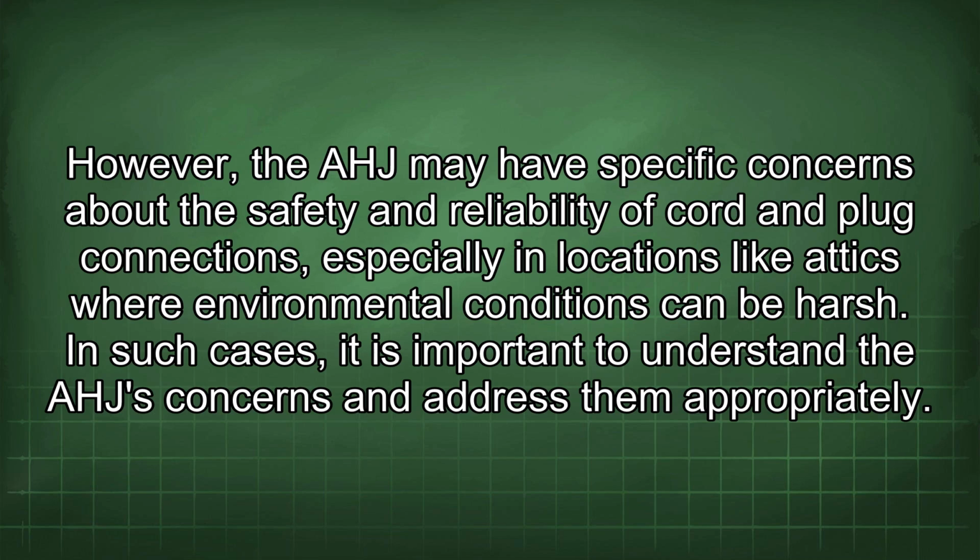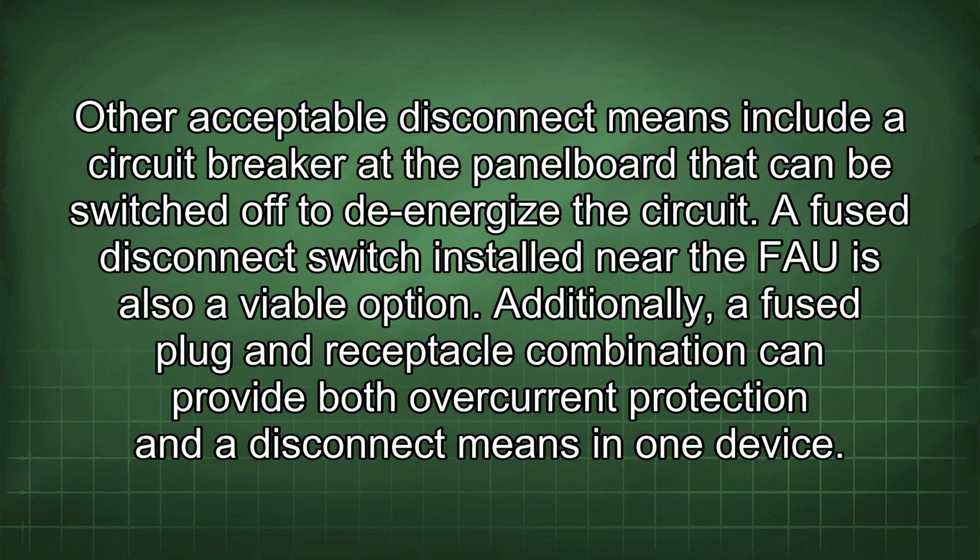However, the AHJ may have specific concerns about the safety and reliability of cord and plug connections, especially in locations like attics where environmental conditions can be harsh. In such cases, it is important to understand the AHJ concerns and address them appropriately. Other acceptable disconnect means include a circuit breaker at the panel board that can be switched off to de-energize the circuit. A fuse disconnect switch installed near the FAU is also a viable option. Additionally, a fuse plug and receptacle combination can provide both overcurrent protection and a disconnect means in one device.